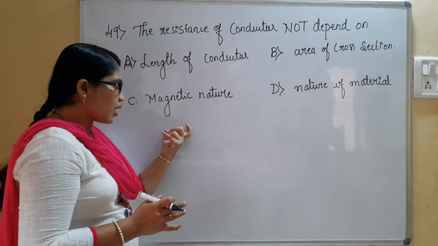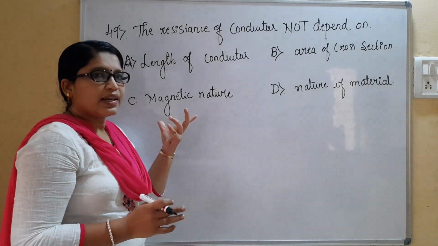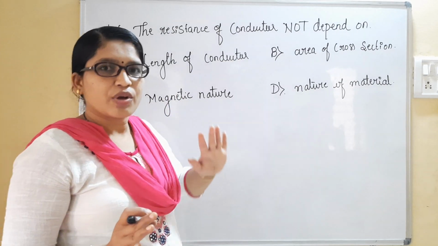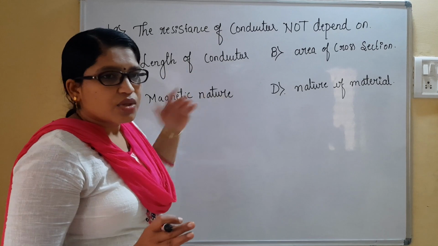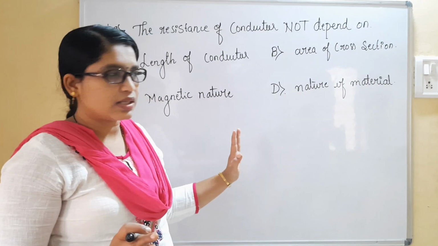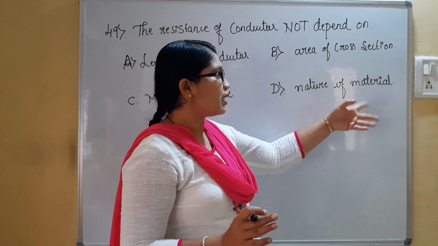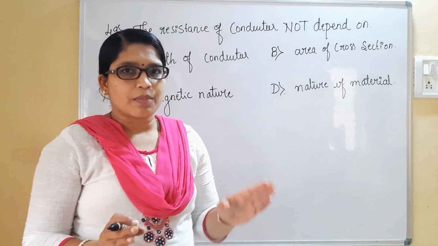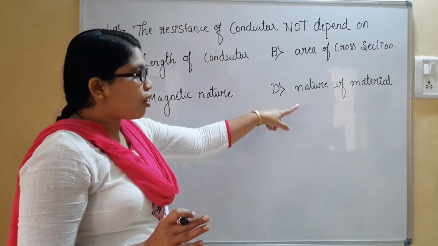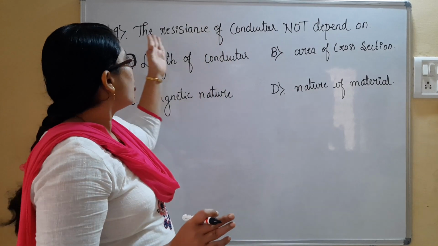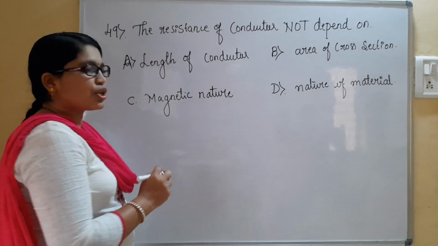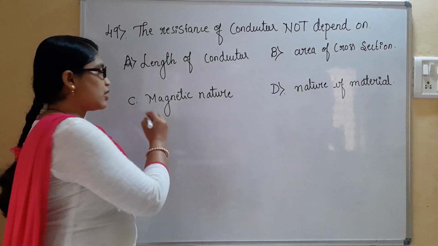Then we have magnetic nature. So this is magnetic nature, nowhere concerned with the resistance. Whatever will be the magnetic property of any conductor we consider here, it is nowhere related to that of the resistance. And lastly we have nature of the material. Of course nature of the material is completely related to the resistance. It depends. So out of these 4, the only option left, that is magnetic nature, it is independent.